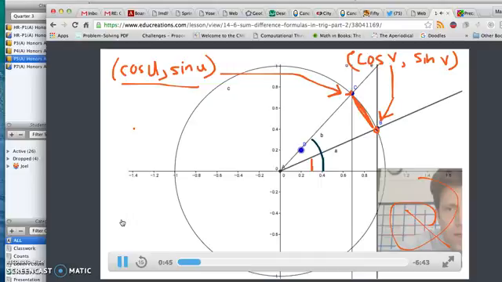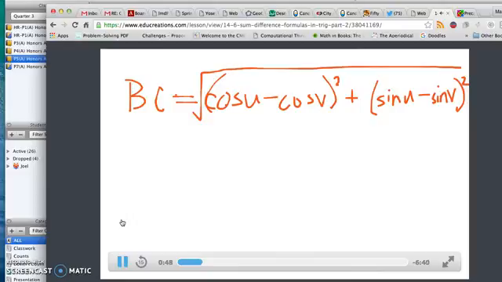And it is cosine u minus cosine v all squared plus sine u minus sine v all squared, and then take the square root of the sum of those 2 things. The distance formula is x1 minus x2 squared plus y1 minus y2 squared, and then take the square root. For reasons you'll see in a minute, we're going to square both sides, so BC squared is that whole thing with the square root sign off. So we now see that BC squared is that through the distance formula.